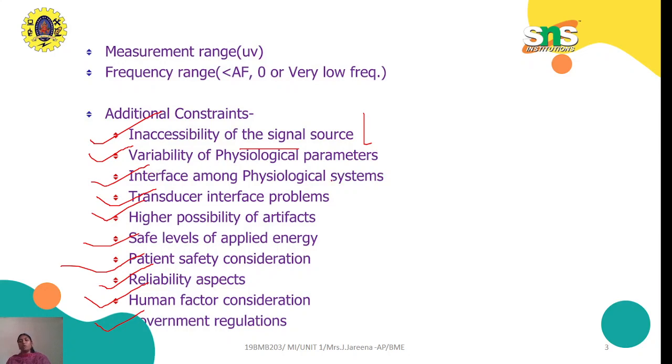That is the variability of physiological parameters. That is considered as the other constraints. Third one is interference among the physiological system. Okay, so the variability of the physiological parameters, in other way also you can say, these physiological signal is not a static one, it is a dynamic one.